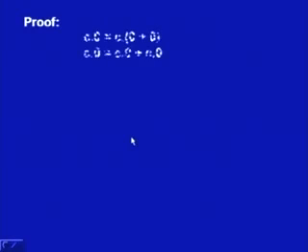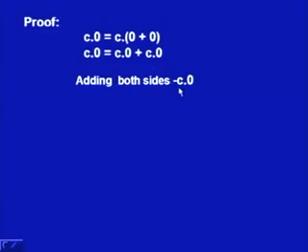Now for the second part, the proof goes like this. I start with C0, where 0 is a vector now, which is equal to C multiplied by 0 plus 0, 0 being the additive identity, so 0 plus 0 is also 0. So C0 is C dot 0 plus 0. This dot represents scalar multiplication. So this can be written as C dot 0 plus C dot 0. The distributive property is applied. Now adding minus C times 0 to both sides.